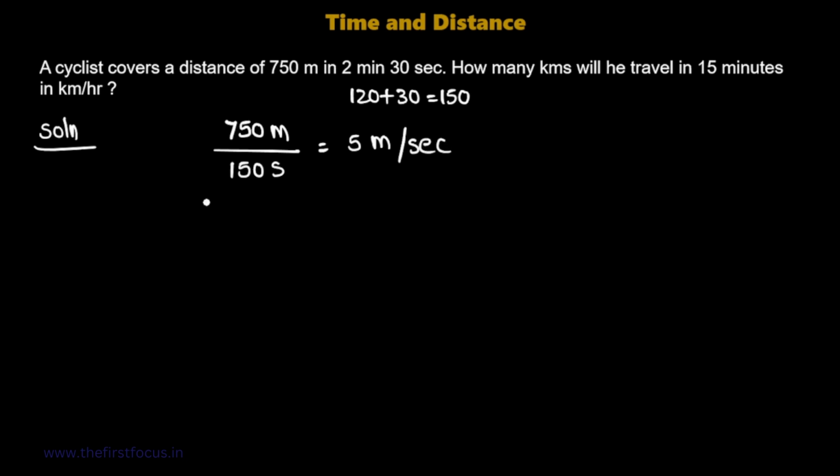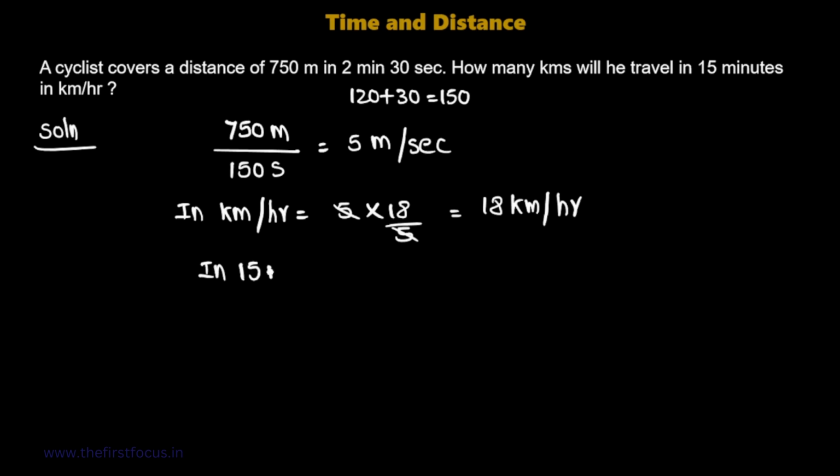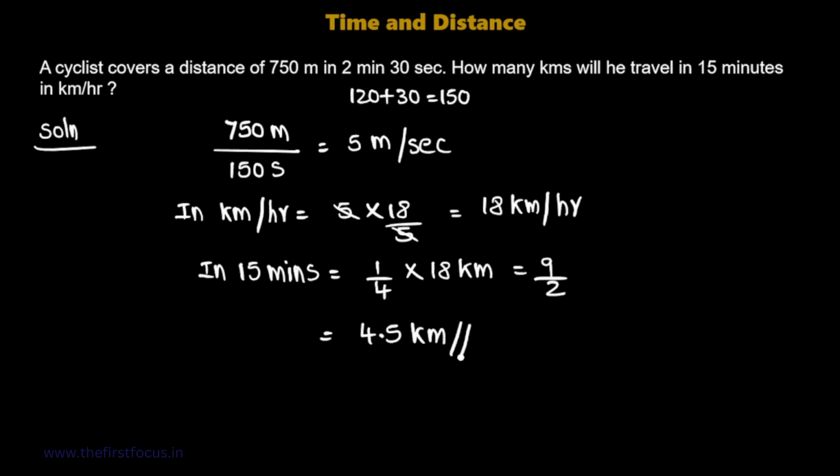So he traveled 5 meter in 1 second. On converting into kilometer per hour, we have to multiply by 18 by 5, which gives the answer in kilometer per hour. So in 1 hour he traveled 18 kilometer. Then we have to find the distance he traveled in 15 minutes. What is 15 minutes? 1 by 4th of 1 hour. So in 15 minutes he traveled 1 by 4 into the kilometer he traveled in 1 hour, 9 by 2. So he traveled 4.5 kilometer in 15 minutes.